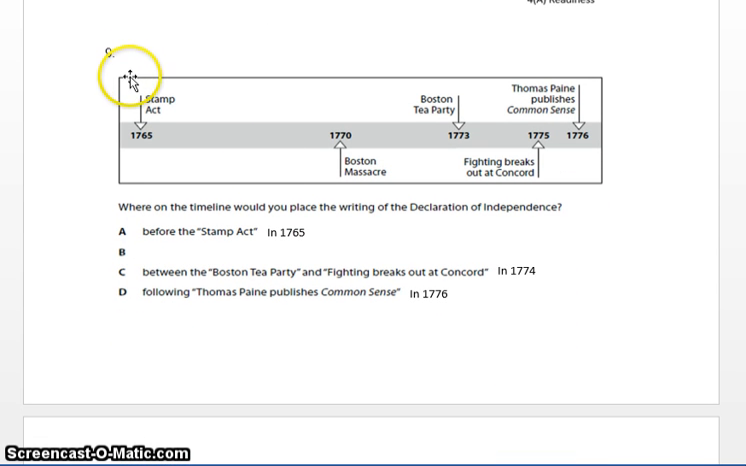Number 9. Where on the timeline would you place the writing of the Declaration of Independence? Declaration of Independence, when is that? Is it A, before the Stamp Act in 1765? Is it C, between the Boston Tea Party and fighting breaks out in Concord in 1774? Or is it D, following Thomas Paine publishes Common Sense in 1776. When did they write the Declaration of Independence?